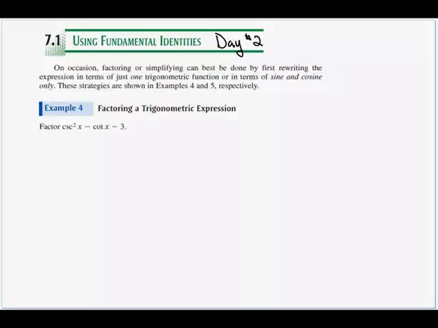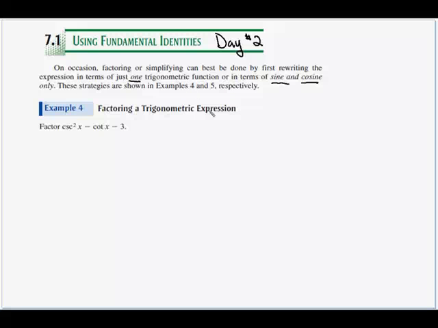Okay, continuing with section 7.1 in this video. On occasion, factoring or simplifying can best be done by first rewriting the expression in terms of just one trig function, or in terms of sine and cosine only. These strategies are shown in examples 4 and 5 respectively.